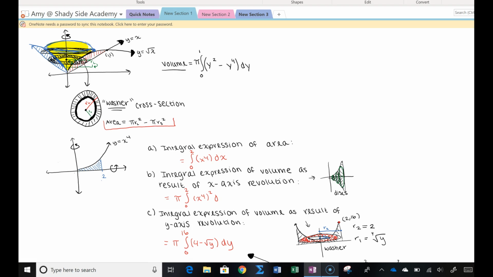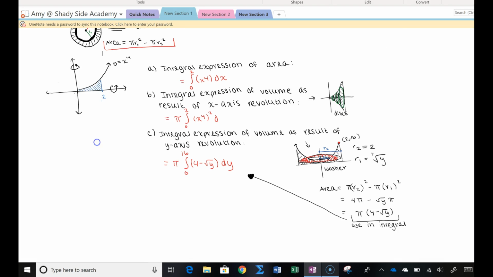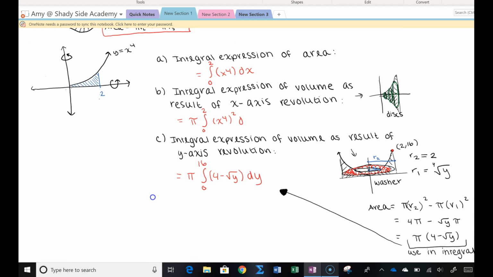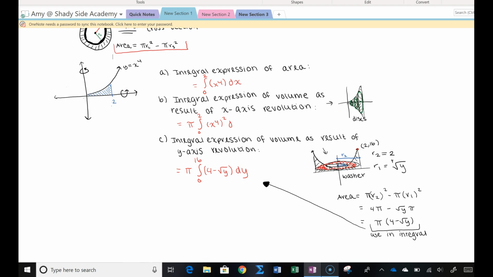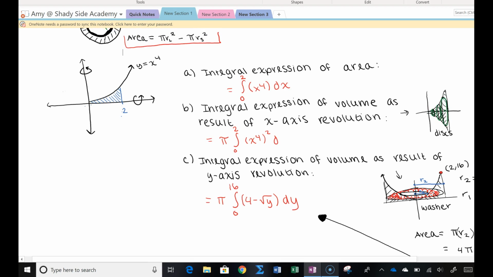Okay, in the interest of time, we haven't done B. May I just throw it up here so you can see it? This volume here is going to be the definite integral from 0 to 2 of pi x to the 8th dx.